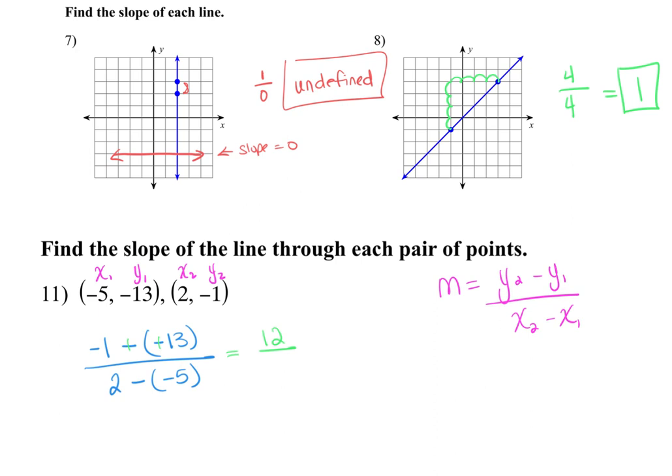On the bottom, I have the same thing. 2 minus a negative, that is plus a positive. So 2 plus 5 is 7. You leave it as a fraction. I do not want a mixed number. That cannot be reduced. 12 and 7 don't reduce. So that is my answer, 12 over 7.